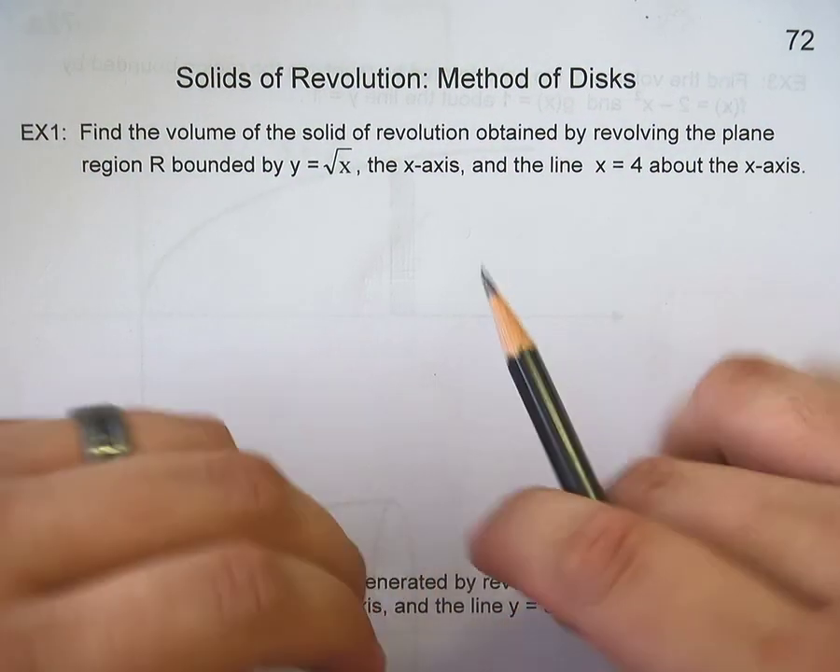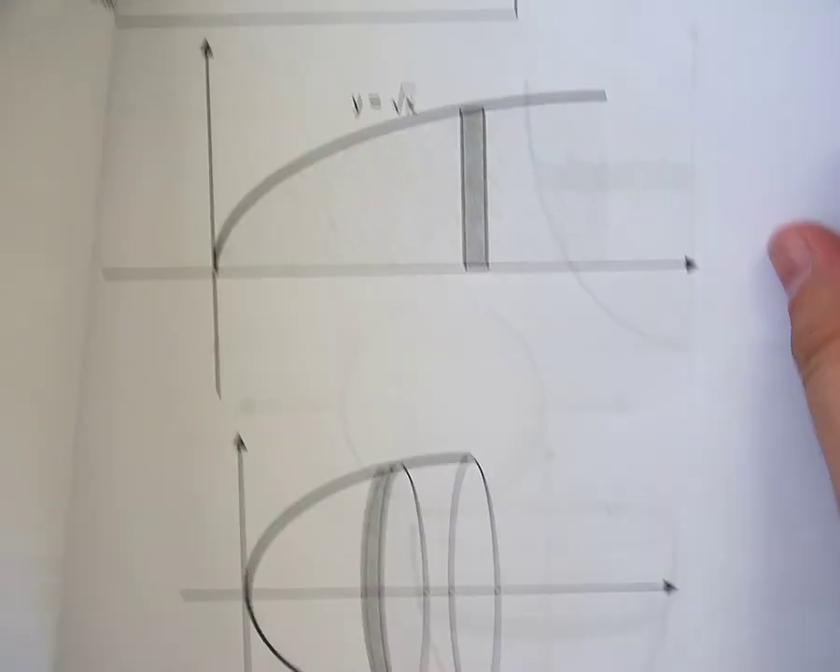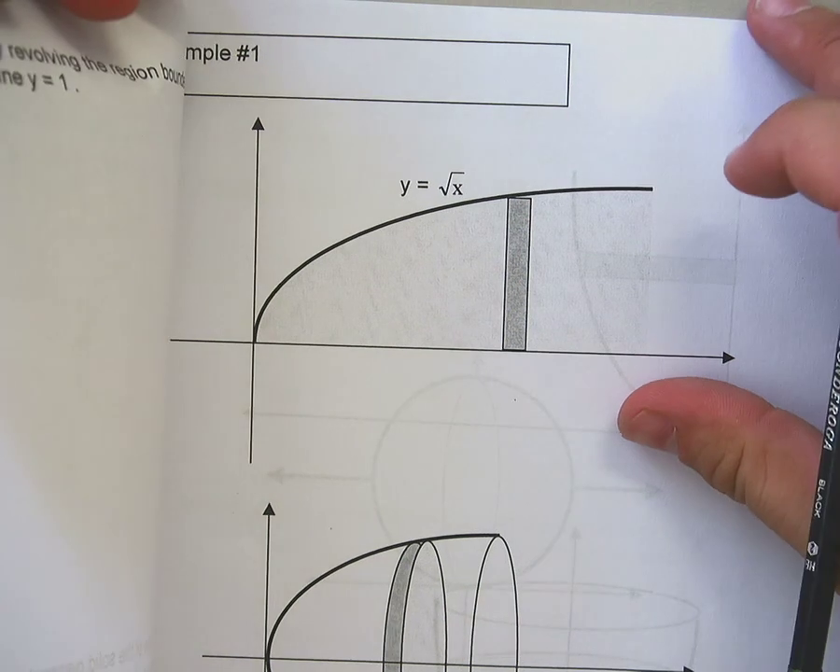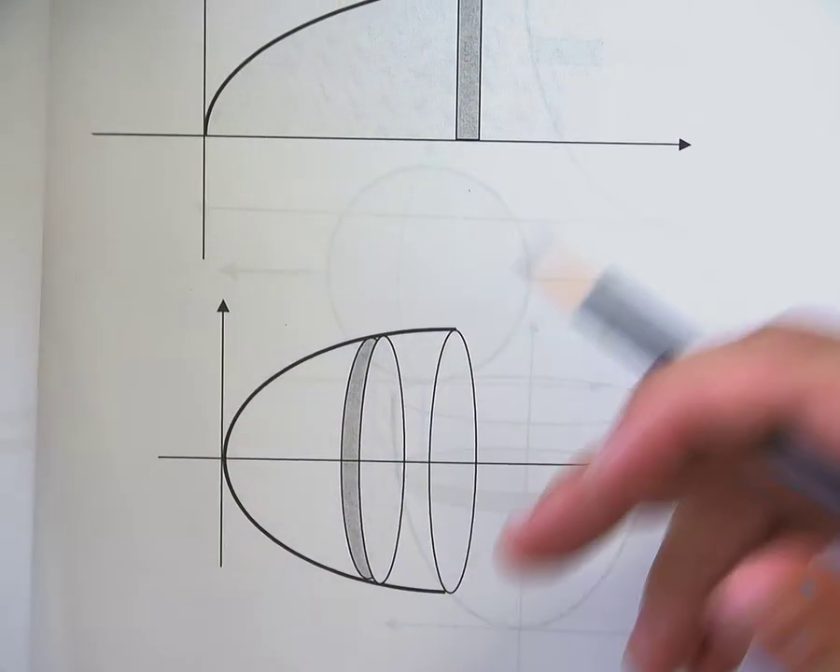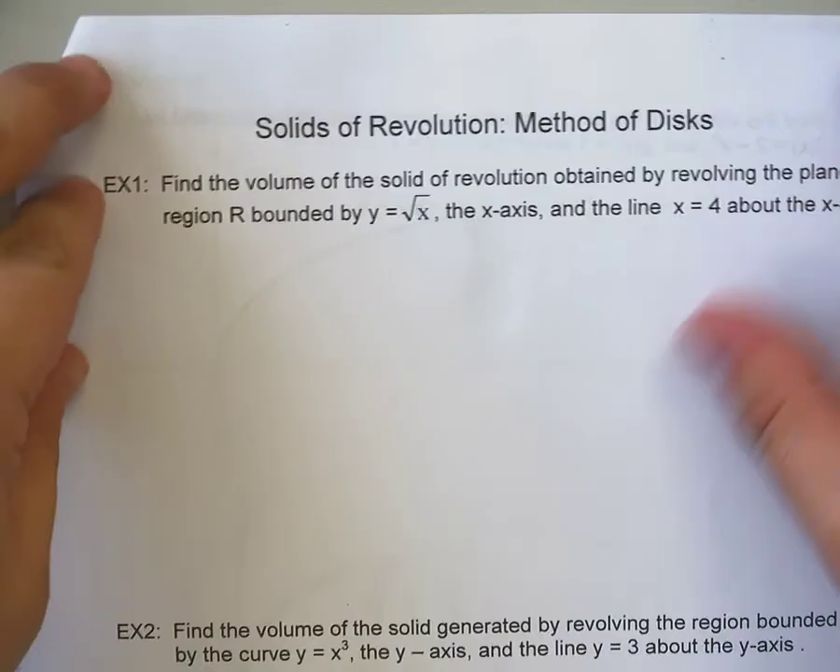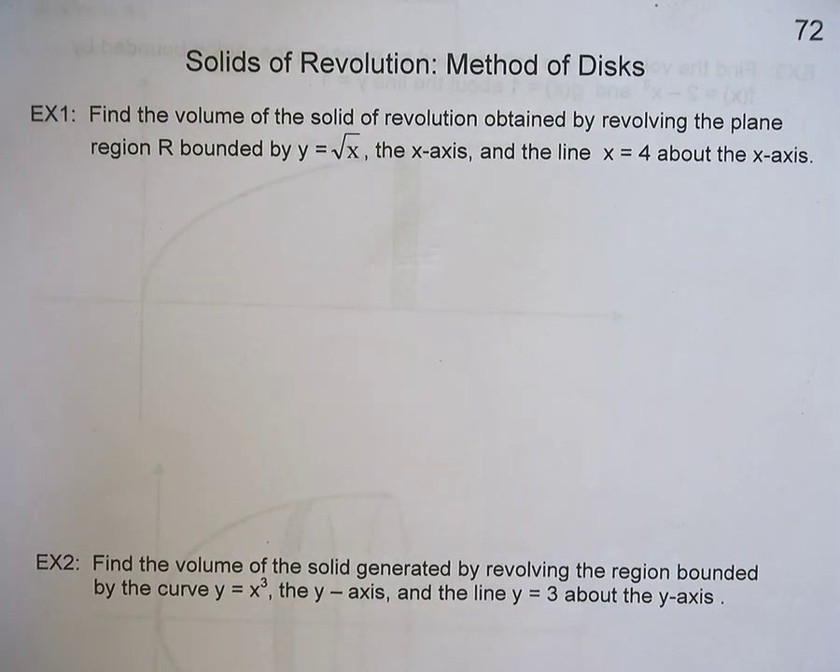Before we get into the solids of revolution, I do want to point out on the back page that I've given you a couple of example references. Example number one references example number one, and it's a three-dimensional drawing to help you visualize what's happening here. But let's just get into the long of it, I guess.